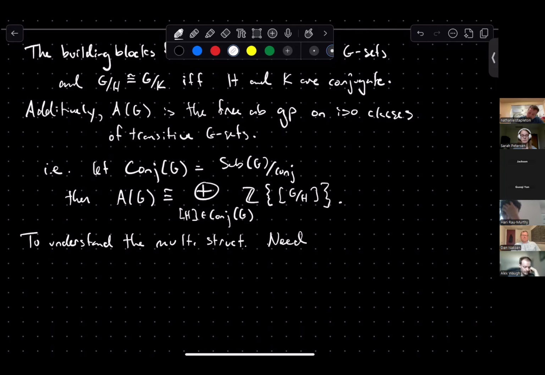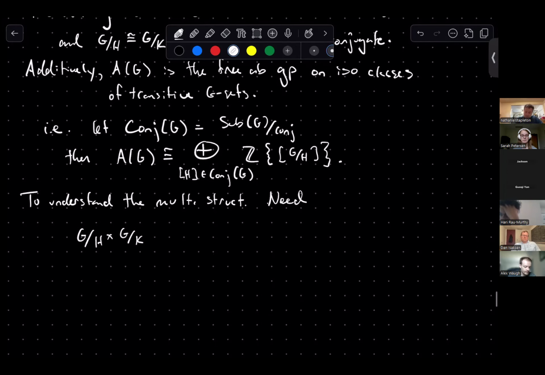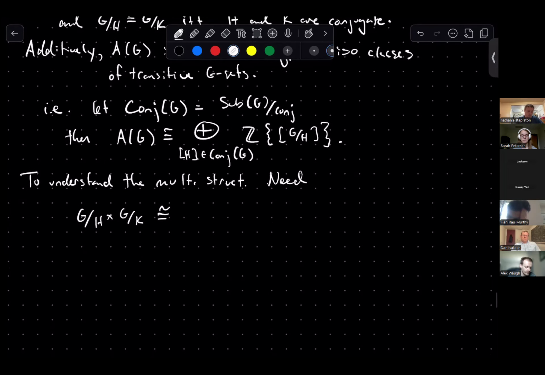We need to understand how G mod H times G mod K decomposes into transitive G sets. And here G is acting diagonally, right? G is acting diagonally. And this is just something you can figure out yourself. It isn't actually that hard. So it turns out that there's an isomorphism of G sets between G mod H times G mod K and the disjoint union over double cosets.